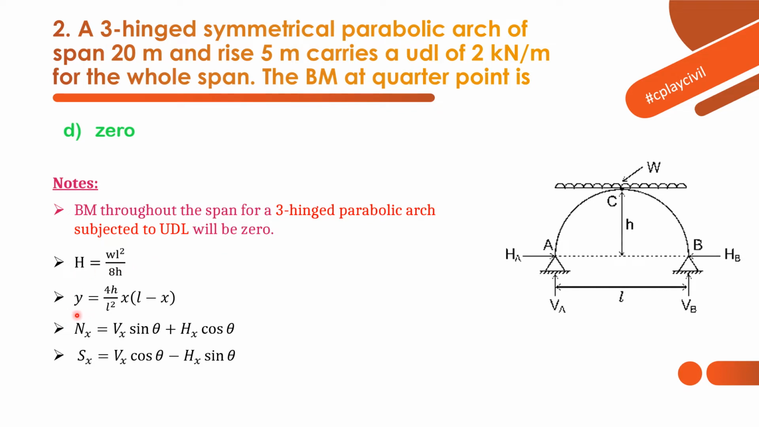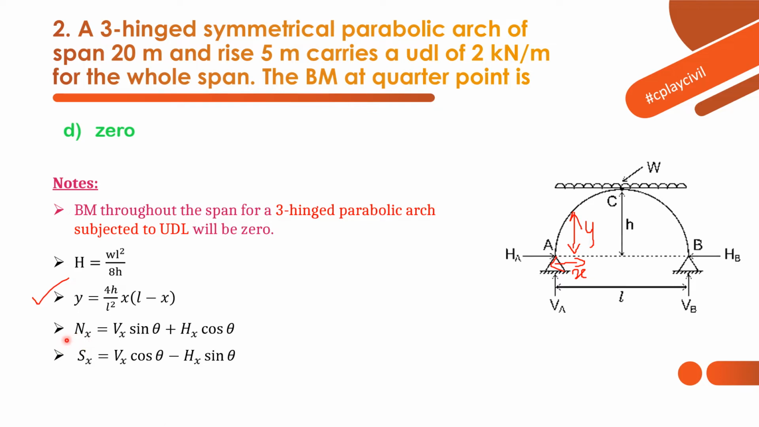Now we shall move on to the next one. y is equal to 4h by L square, x into L minus x. So what is y here? y is nothing but the vertical distance at some x. At some horizontal distance x from a support, what will be the rise? That we can calculate using this formula, y is equal to 4h by L square, x into L minus x. L, we know, is the span of the parabolic arch, and h is the central rise. And next is the NX.